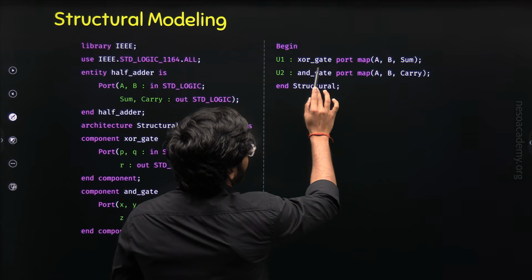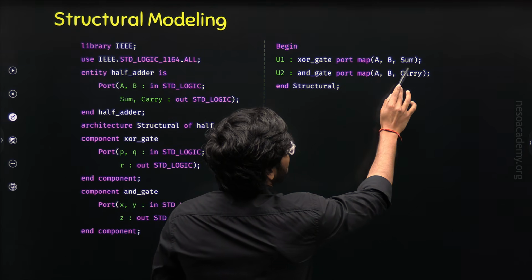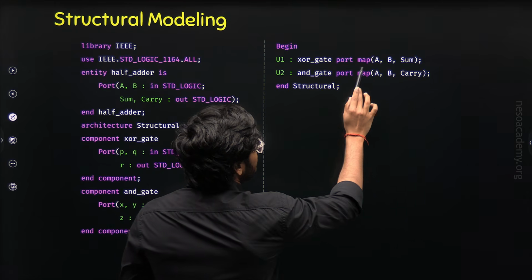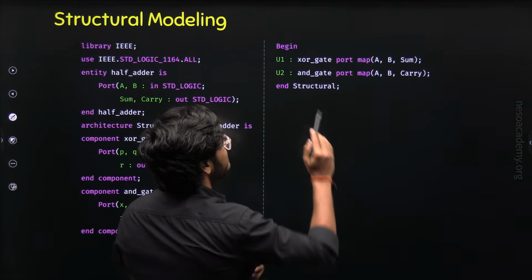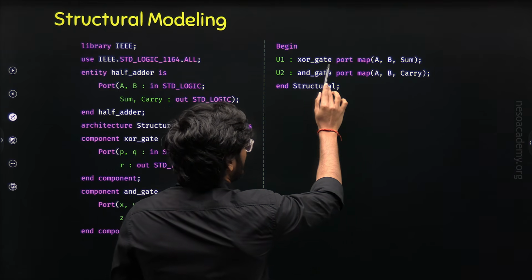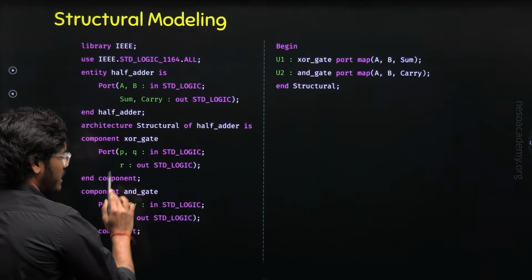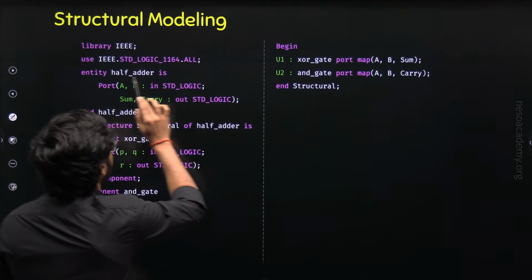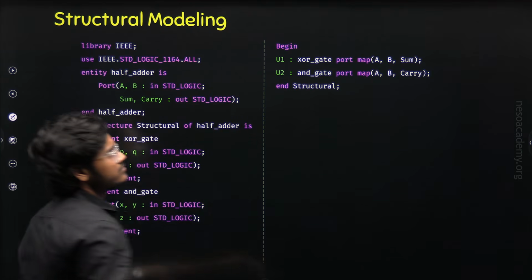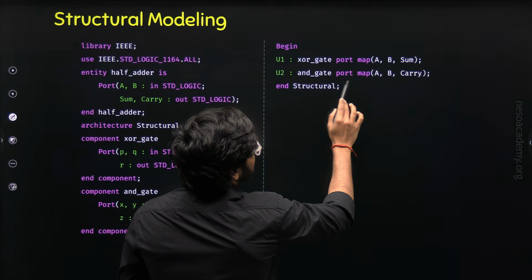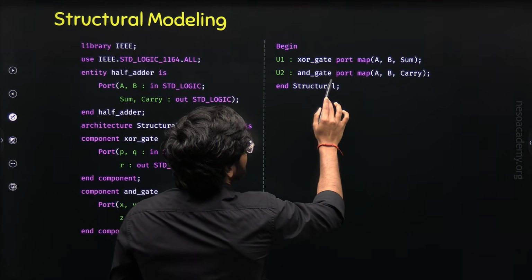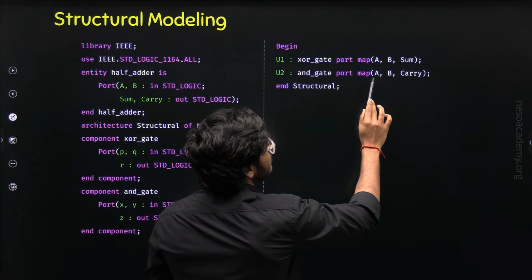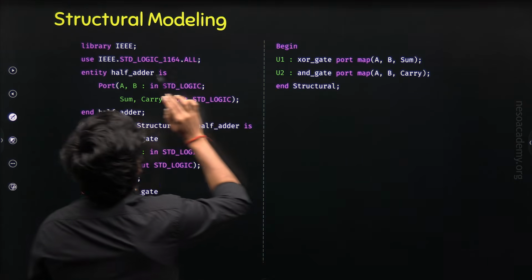Now let's see what we have next. U1 as XOR gate, port map, inside the parenthesis A, B, sum. Now, the keyword port map will map or connect the input-output ports of the XOR gate P, Q, R with the input-output ports A, B, sum of the half adder. Similarly, for U2, the keyword port map will map the input-output ports of the AND gate X, Y, Z with the input-output ports A, B, carry of the half adder.